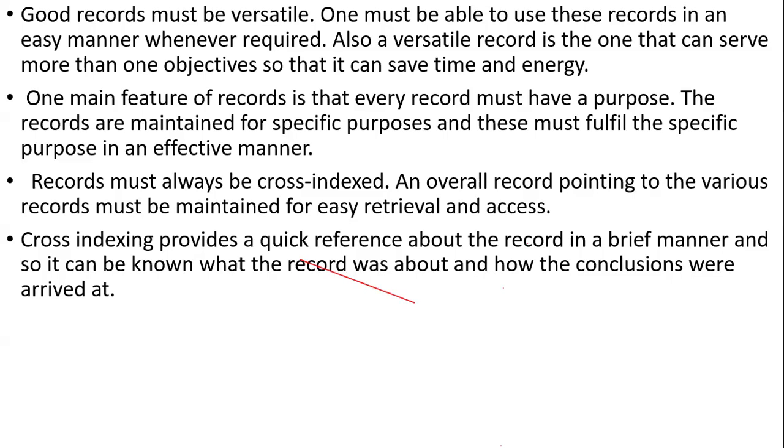Good records must be versatile. Versatile means they should be usable for different purposes: to identify, to help the child adjust to the environment, or if the child needs some other professional counselor rather than the one who is treating now. So like that, they can be used for different purposes. And one must be able to use these records in an easier manner when required. We discussed it earlier, right?